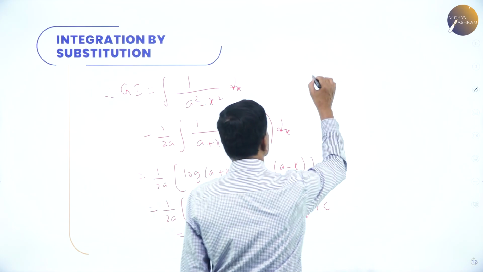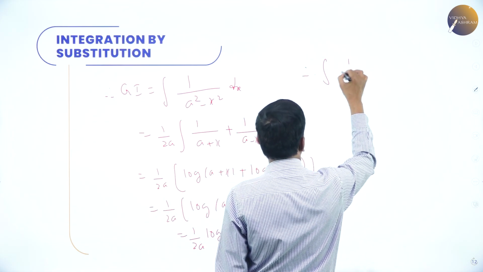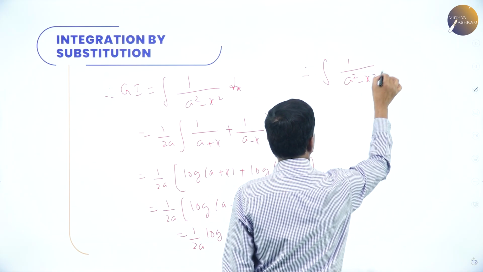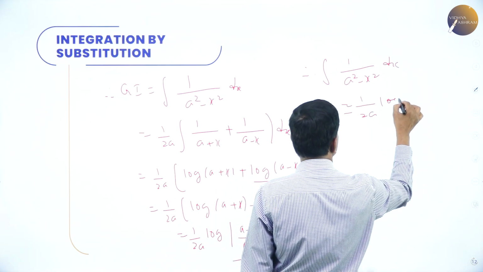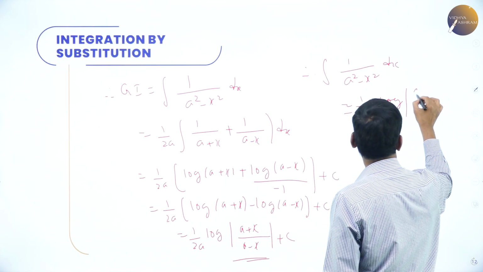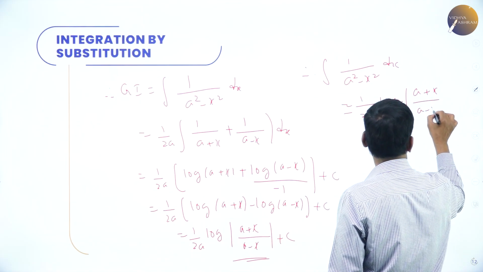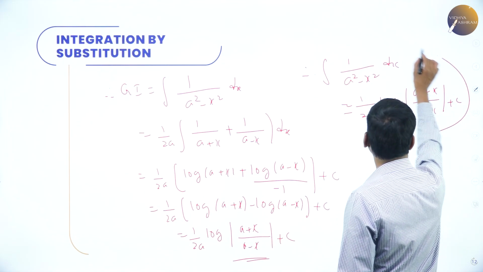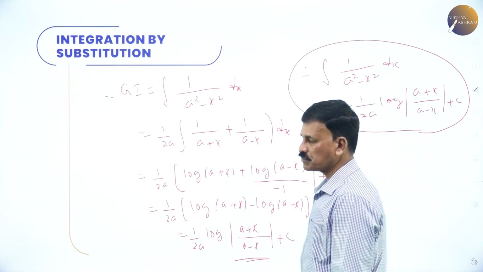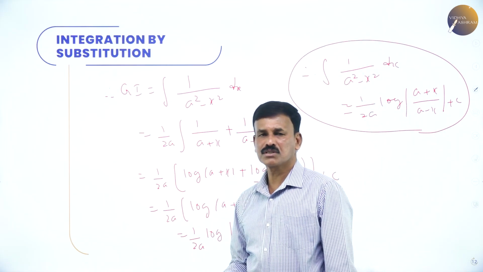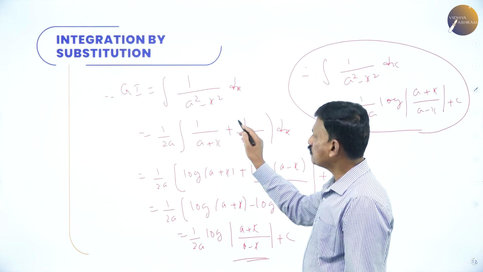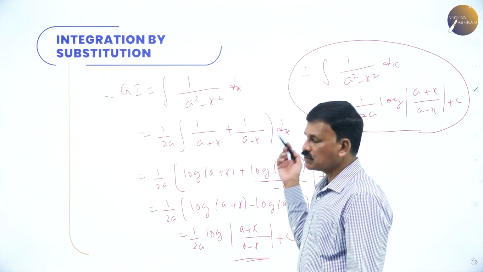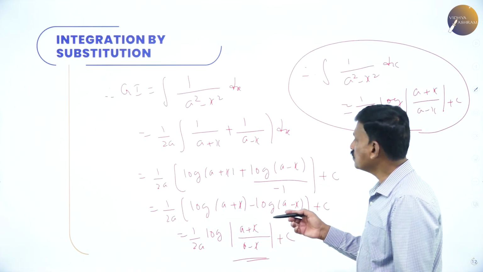So what is the conclusion? The integral of 1 over a square minus x square dx is always equal to 1 over 2a log mod a plus x divided by a minus x plus c. This is a very important problem. Otherwise, you can also solve it by just multiplying and dividing by 2a and simplifying. You will get the answer, the same steps you will get.